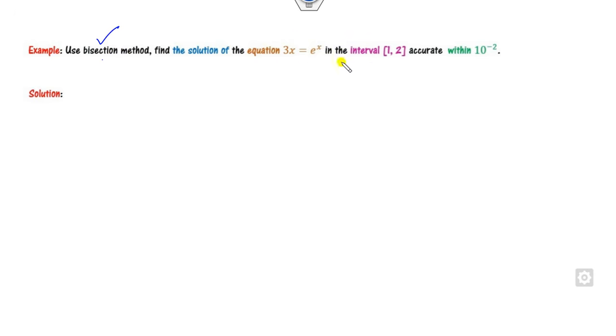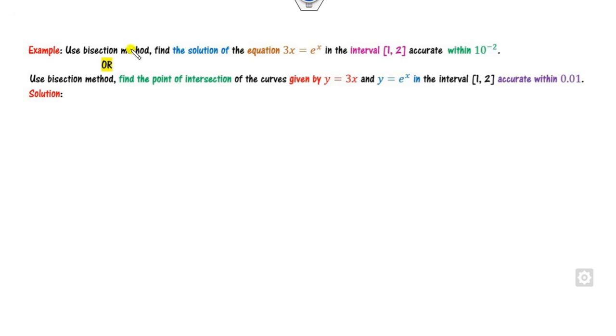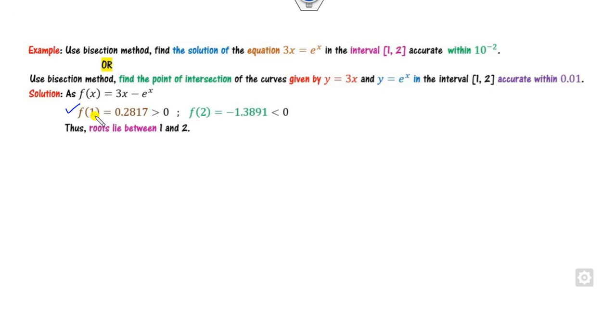Use the bisection method. Now in this case the interval is already given to you. So that means a is 1, b is 2 and this is my epsilon. In other words, this question can also be asked in this manner: using the bisection method, find the point of intersection of the curves y equals 3x and y equals e to the x in this interval. Because both are y, I can write this equation here, which is similar to this. Since the interval is already given, there is no need to find f of a and f of b, but we will check that f of 1 is positive and f of 2 is negative.